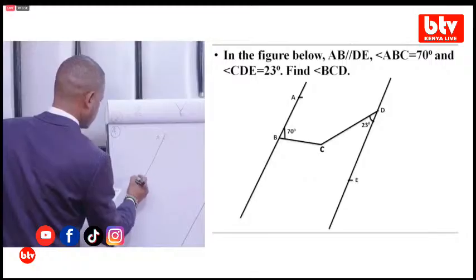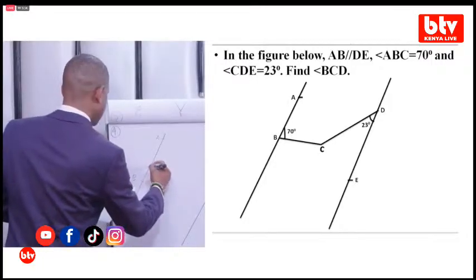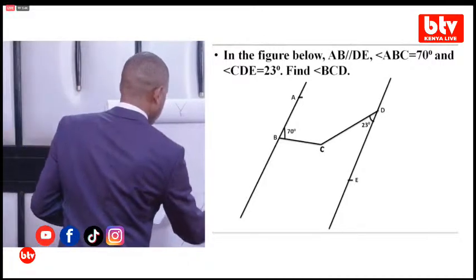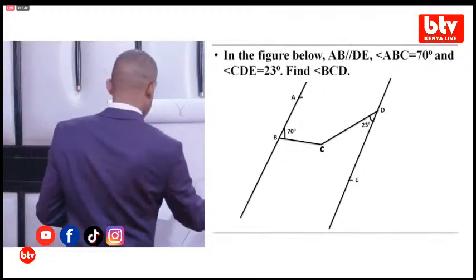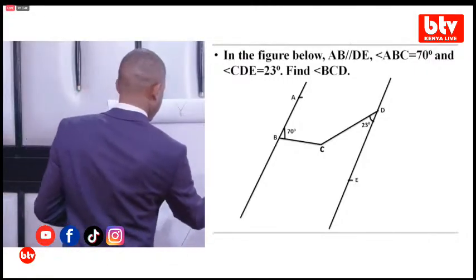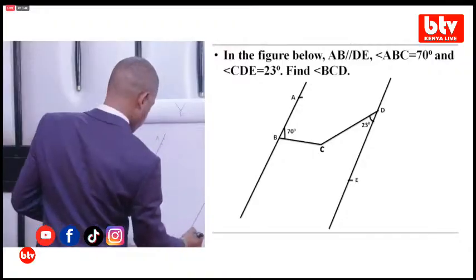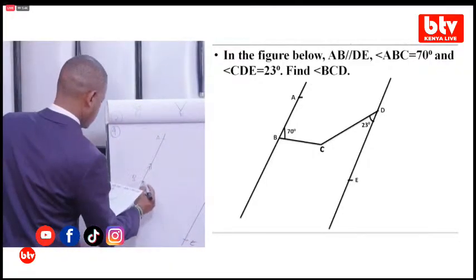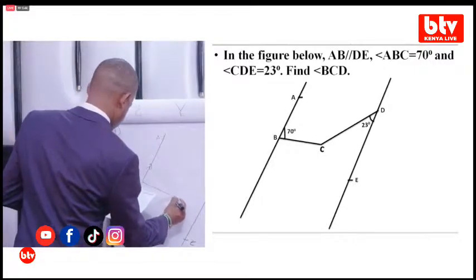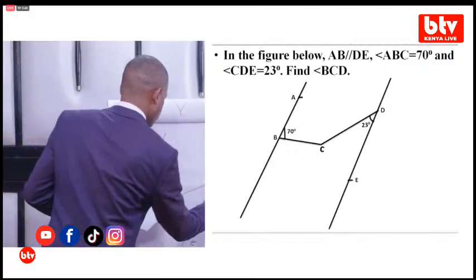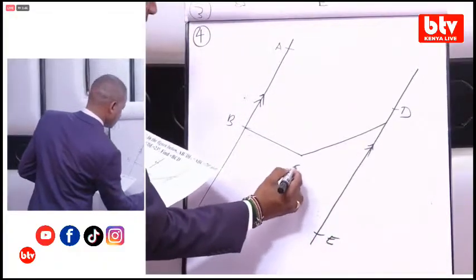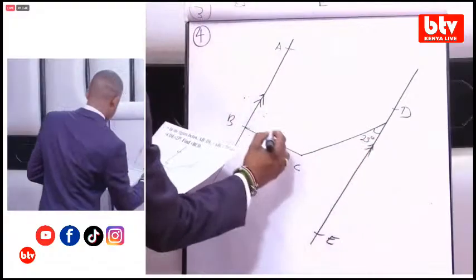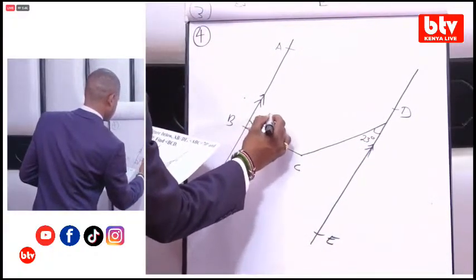You are told that AB, or BA, is parallel to DE. D is somewhere there. Then E is somewhere there. Then there is something interesting here. This is C. Then here you are told is 23 degrees. Then here you are told it is 70 degrees.